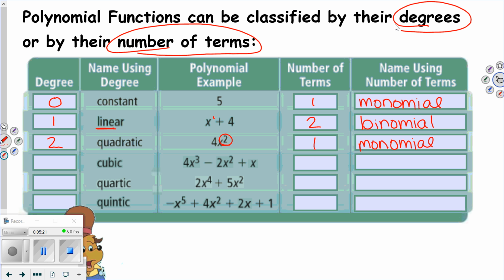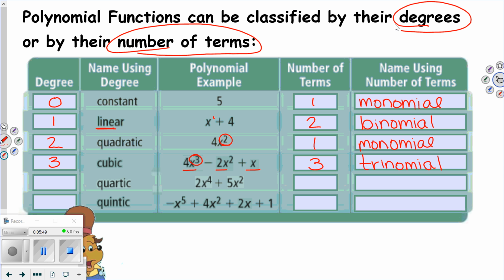This one, the highest one is a 3, which I'm sure you guys are familiar with as cubic. That's a degree of 3. How many terms does that one have? 1, 2, 3, right? So many pieces are being added or subtracted. There are 3 terms. What do you call that? That is a trinomial. Tricycle has 3 wheels. Trinomial has 3 terms.